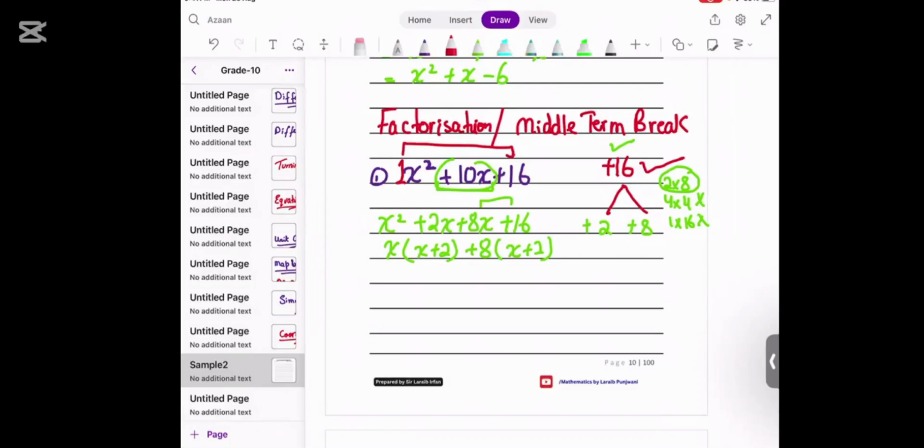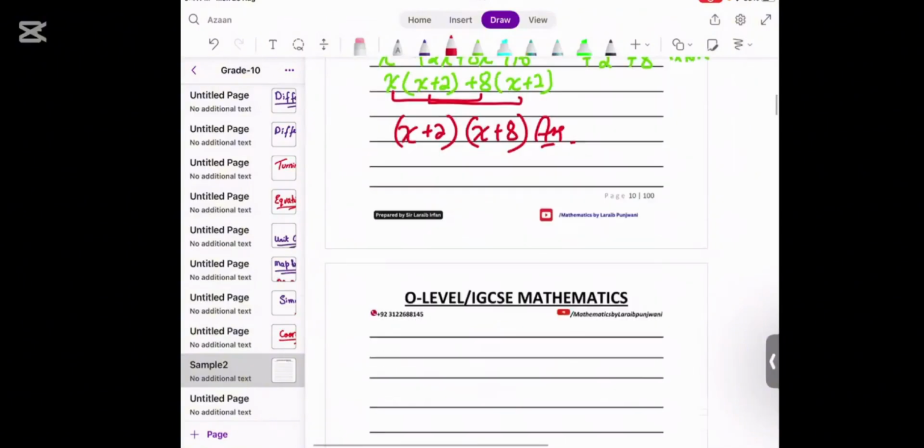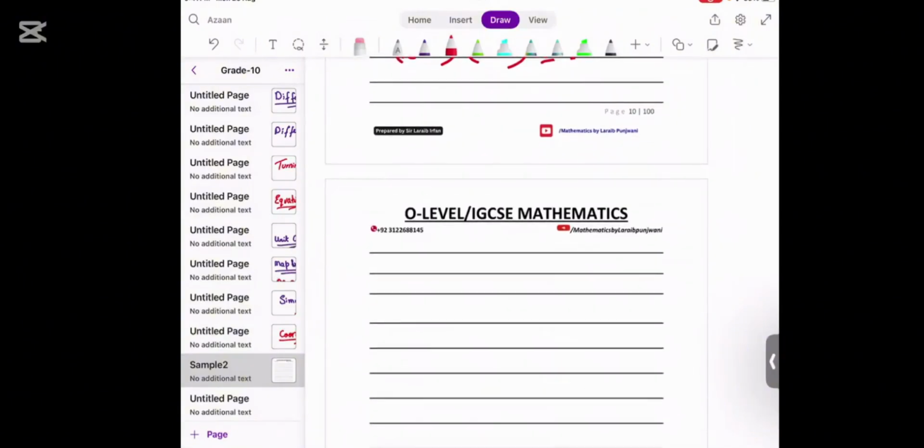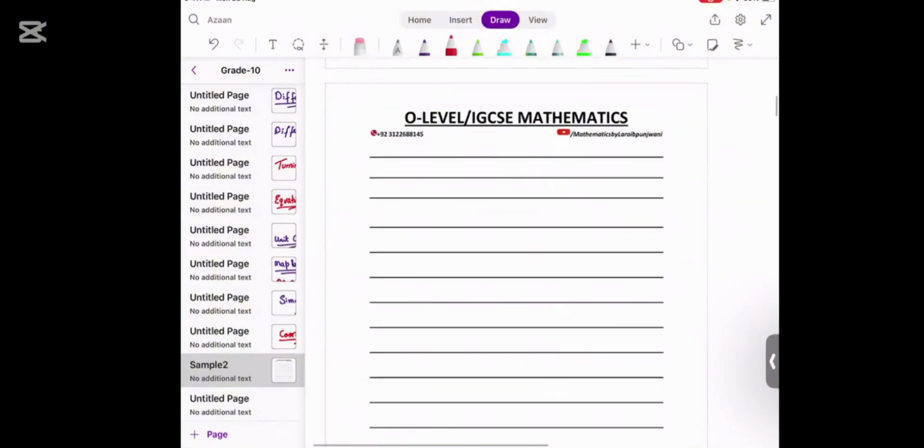Remember that when we apply the middle term break and take the common, both brackets will always come the same. So now we write x plus 2, and outside the bracket we have x plus 8. So this will be your final answer. Yes, Adan, clear? Yes. Okay, we will do one more, a little bit different.